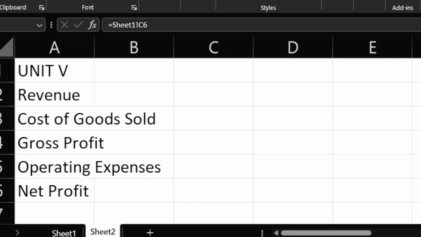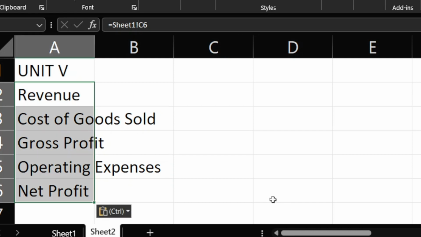By deducting this cost of goods sold value from revenues, we will get gross profit. It is the relation between these things. And from gross profit, we will deduct operating expenses. By deducting these operating expenses from gross profit, we will get net profit. It is the relationship between these figures in any financial statement.